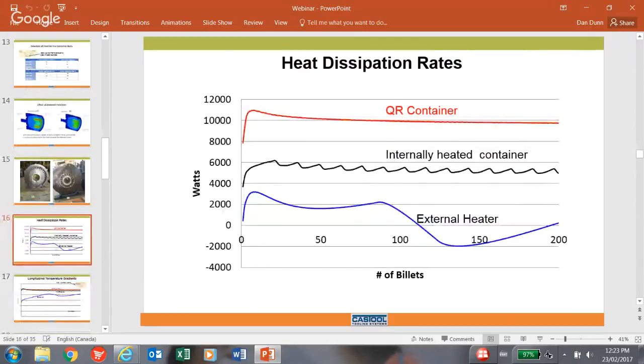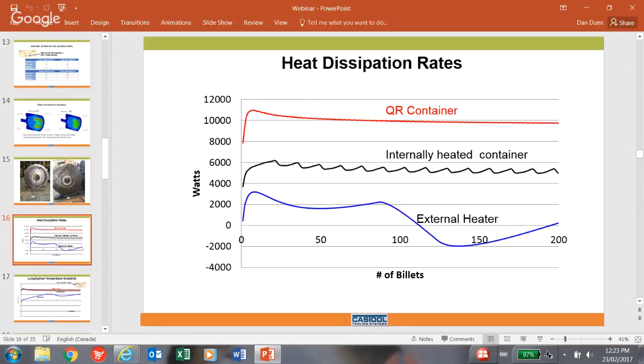These 3 lines illustrate the heat dissipation rates during extrusion of 3 specific designs over 200 billets. The blue line is data on an externally heated container, and you can see the uneven flow of heat as the body heats and cools during process. This movement of heat with the linear direction contact with the elements burning over the annealing temperature of the material can cause not only cracking, but annealing as well.